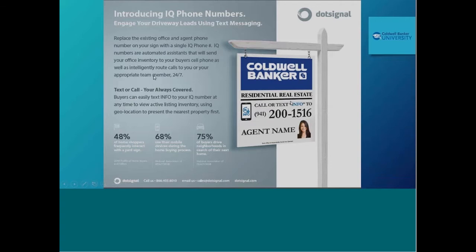And this is some information about the IQ phone number and what this does for you. It is an agent-specific information hotline for your listings, and you can put it on your yard signs. So, of course, you see the graphic here. Your customers can either call the phone number and listen to the instant voice recognition readout of property information, or they can text the word info to your phone number in order to receive information on your specific property.